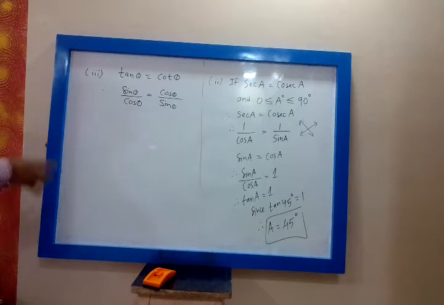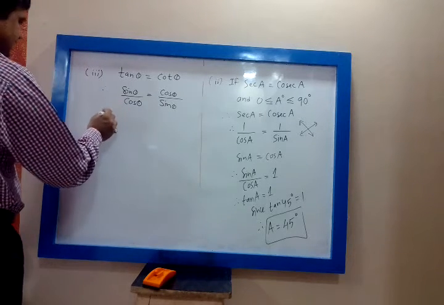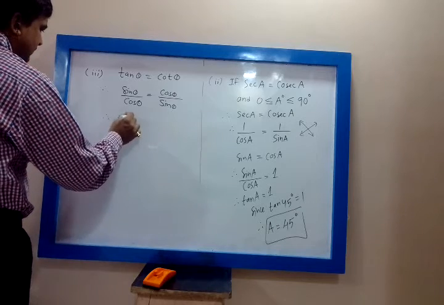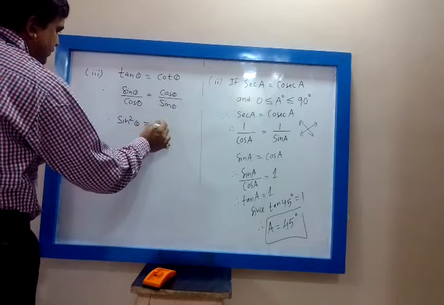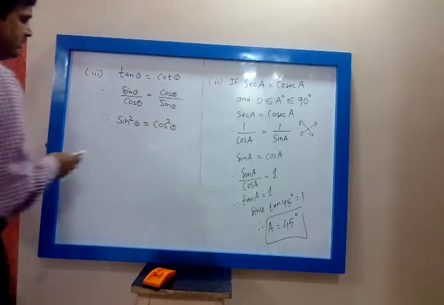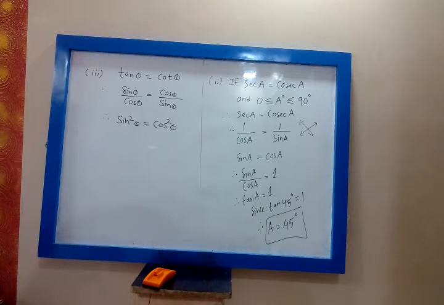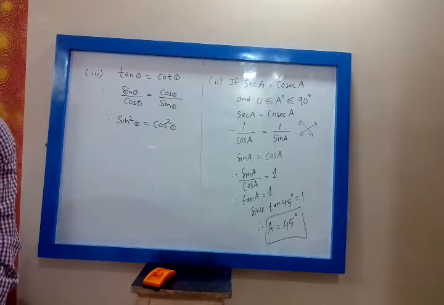So multiply this, cross multiply. Sin square theta is equal to cos square theta. So what will you get? Simplify. What is the value of theta?